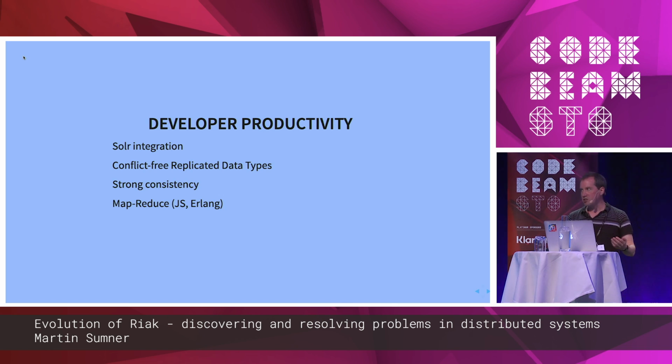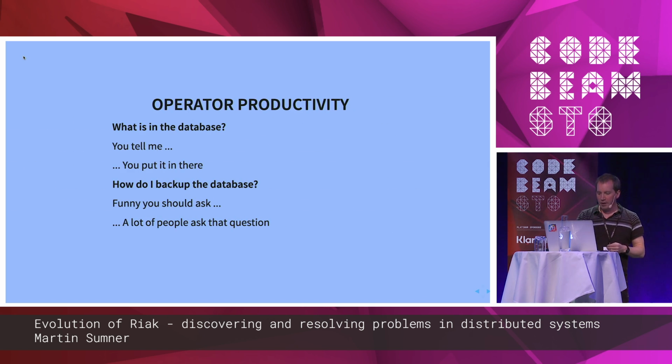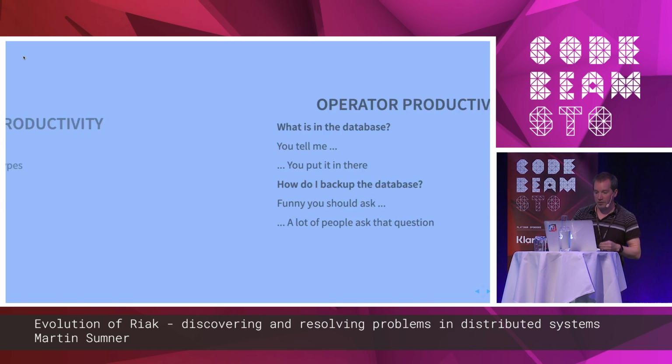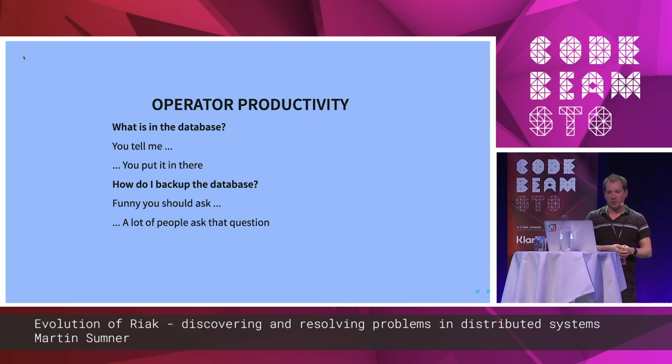There was a strong consistency feature so that if you had some particular subsets of your data where consistency was really important, you didn't have to go and get a second database to put those things in. You could use the strong consistency bucket for that. And then there was some MapReduce features as well, available both in Erlang and JavaScript. So yeah, I'll go on. So that's the sort of developer productivity features that were there.